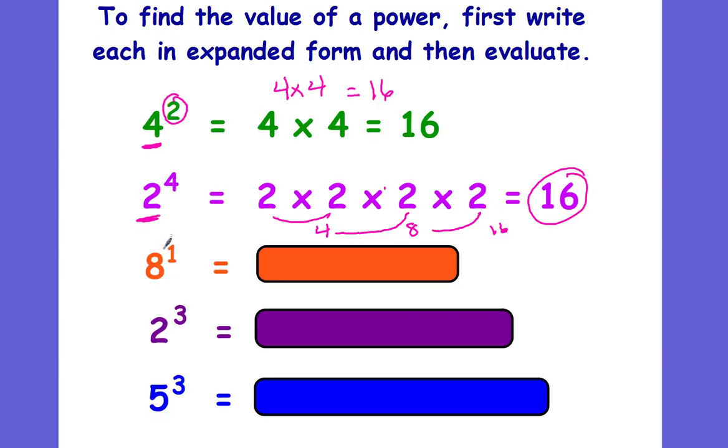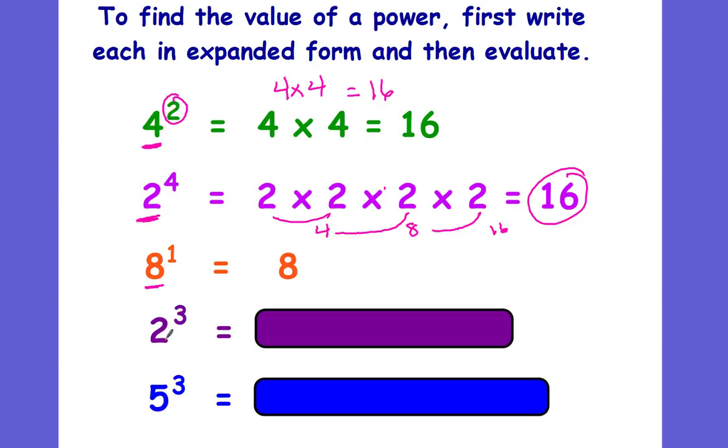Okay, our next one is a little bit different. It's 8 to the 1st power, to the power of 1. And we actually talked about this in our first video. How many times are you wanting to repeat the 8? You're wanting to repeat it just once. So it's just 8. You're not multiplying it with another 8 because you only want one 8.